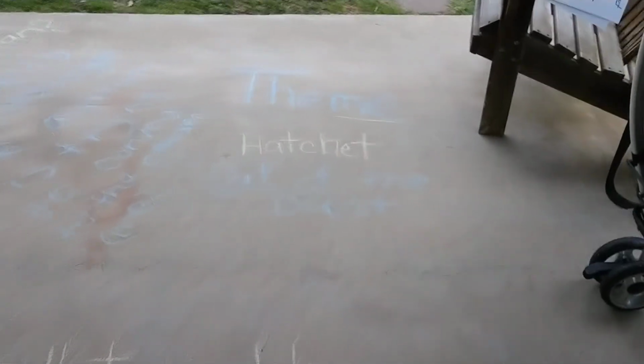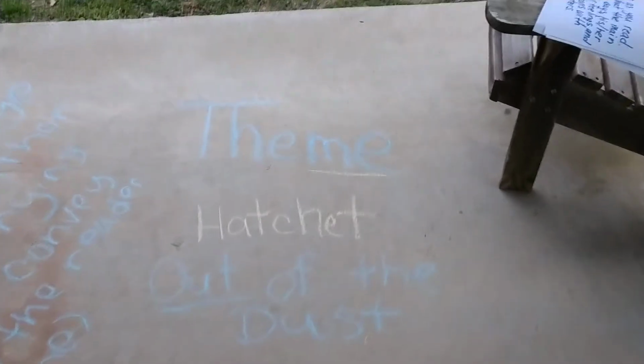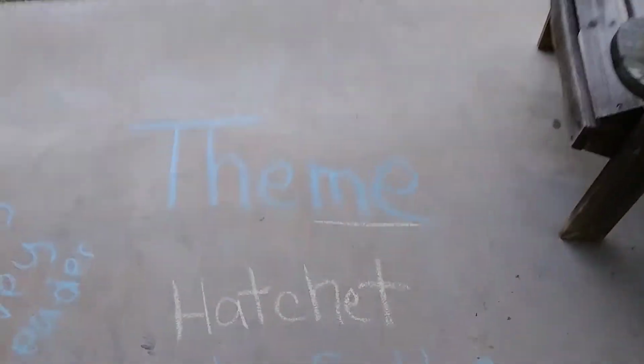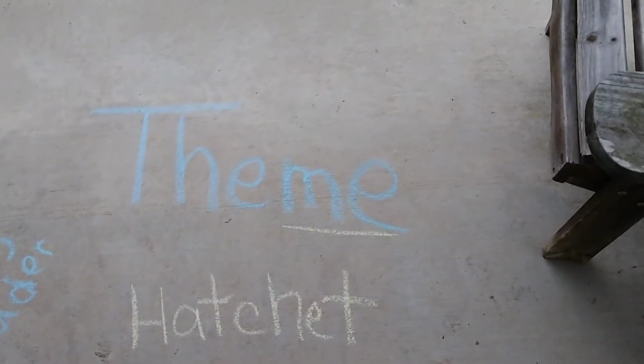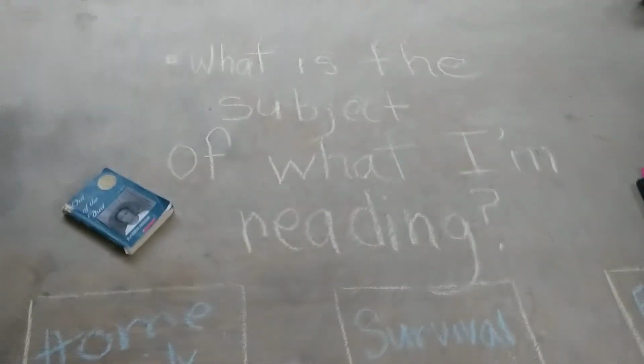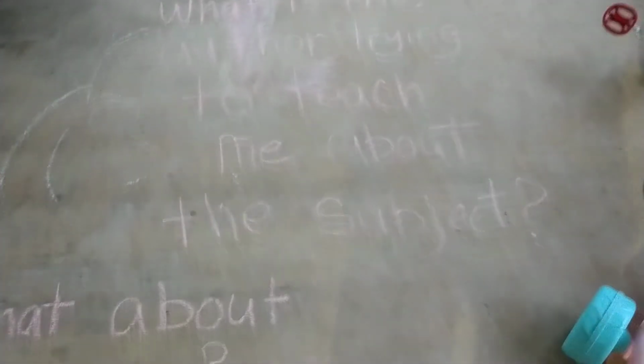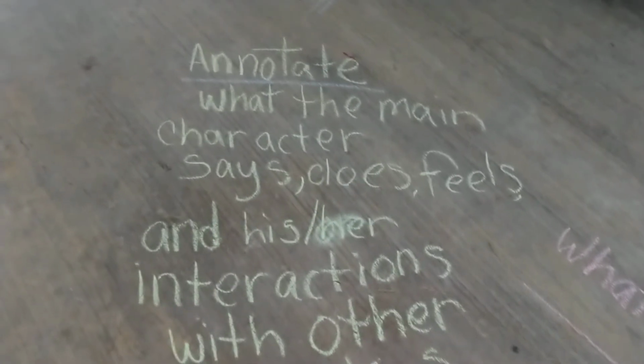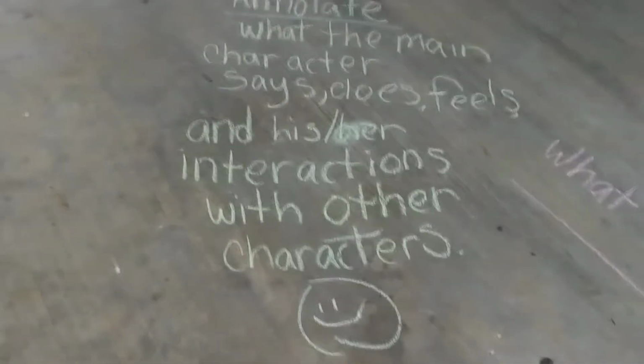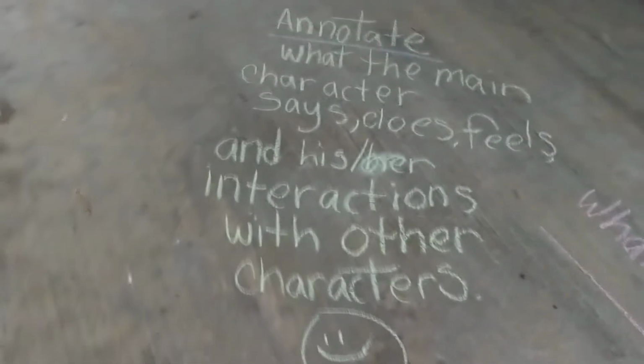So remember, guys, when you're reading this summer or you're diving into those reading projects and you're reading literature, poems or song lyrics, look for that theme. Look for what the author is trying to convey to me, the reader. Find the subject throughout what you're reading, and then ask yourself, what is the author trying to say to me about the subject? And of course, annotate. Use those annotation boxes and write down what your character says, does, feels, his or her interactions, and that will lead you to a strong theme.